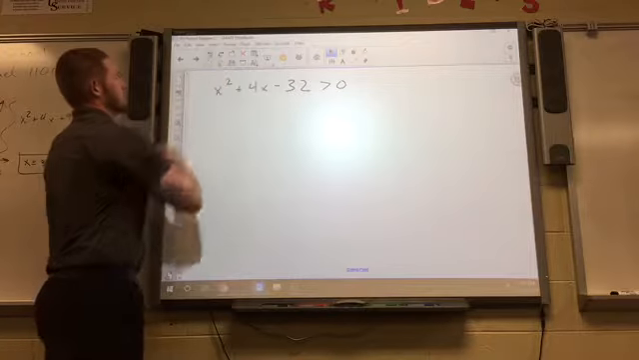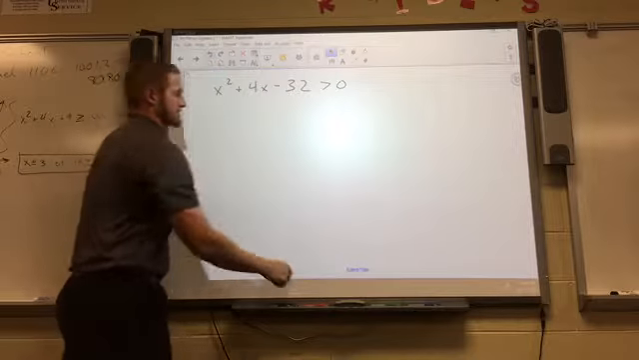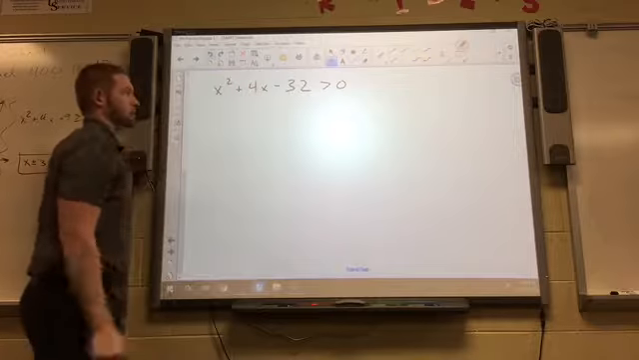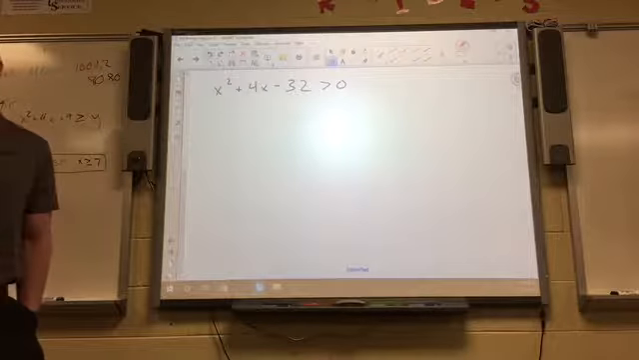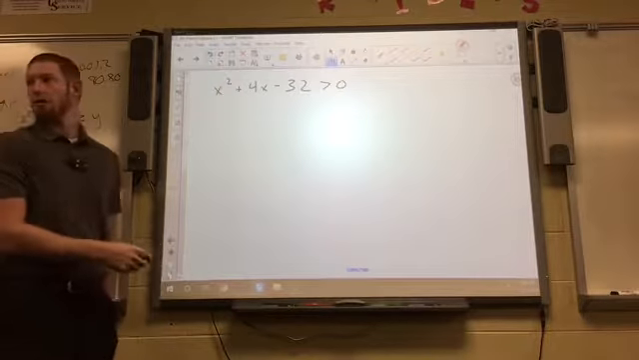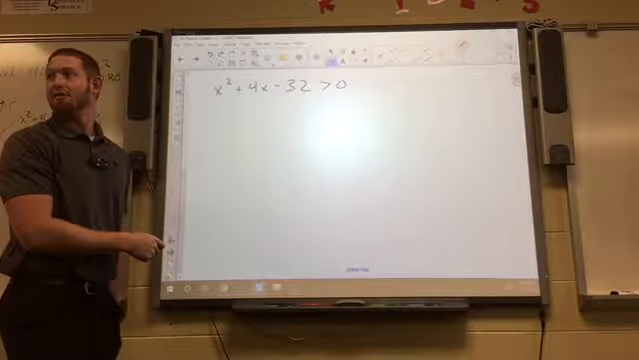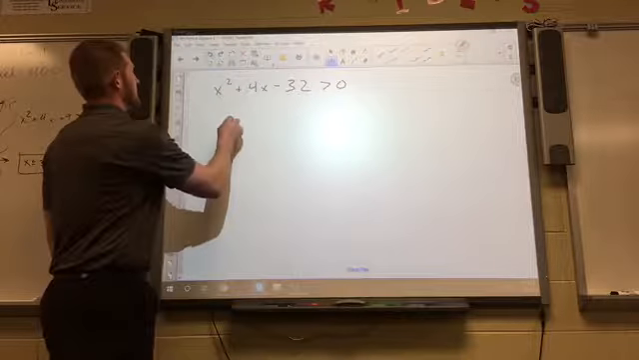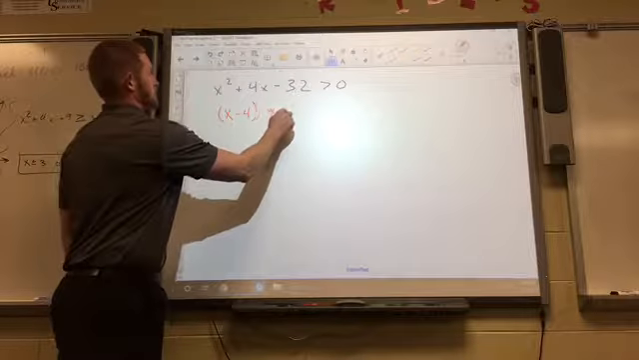Unless there's not an x, then easiest would be to move the 32 over and square root, right? But if there is an x squared and an x, the first thing I would check is if it's factorable. Is there anything that multiplies to negative 32 and adds to positive 4? 8 and negative 4, thank you. So, x minus 4 and x plus 8, correct?